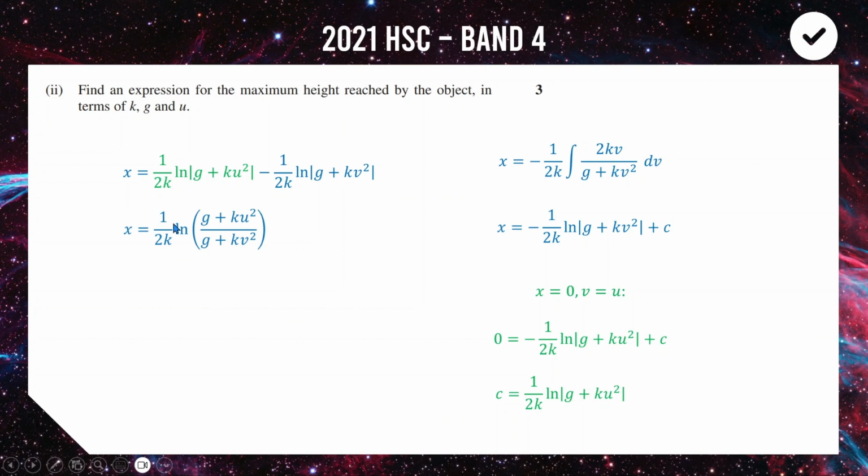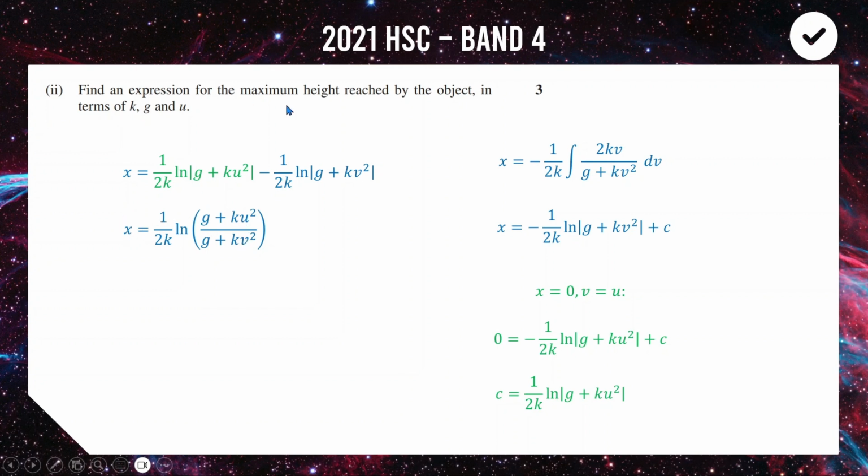So we're going to have x equal to 1 over 2k, natural log of (g plus ku squared) divided by (g plus kv squared). This is just log a minus log b equals log of a over b. Because g, k, u squared and v squared are always going to be positive, we should probably specify that. But at that stage you don't need your absolute values, because your expression can never be negative, so it doesn't really do anything. And there's our expression for x in terms of u and v.